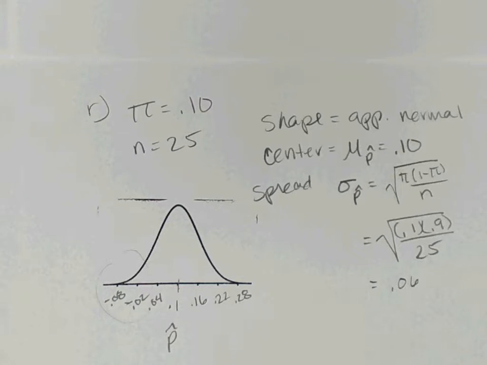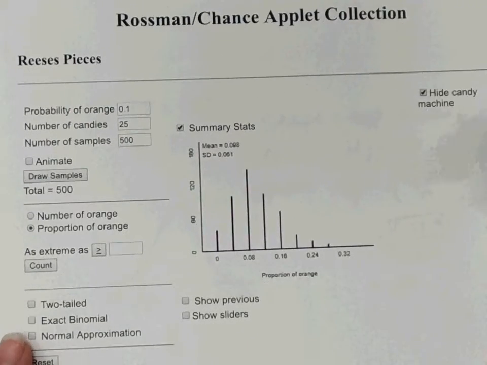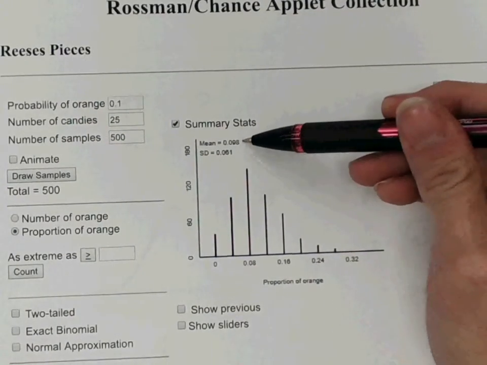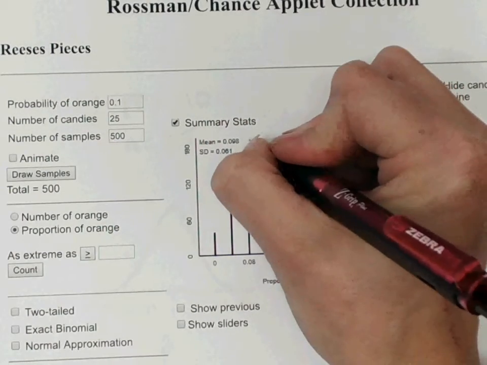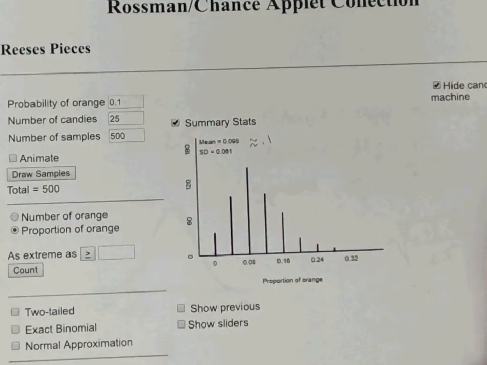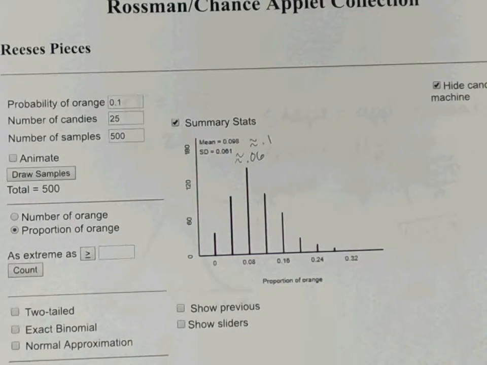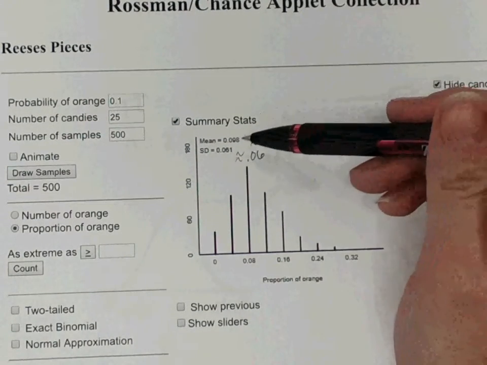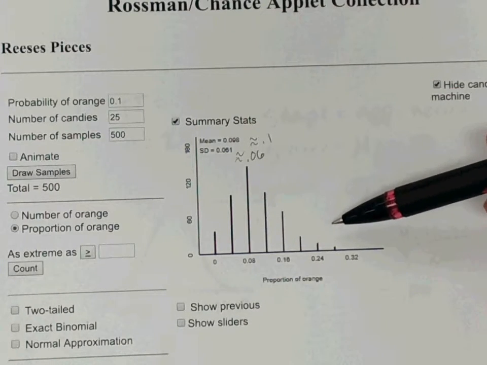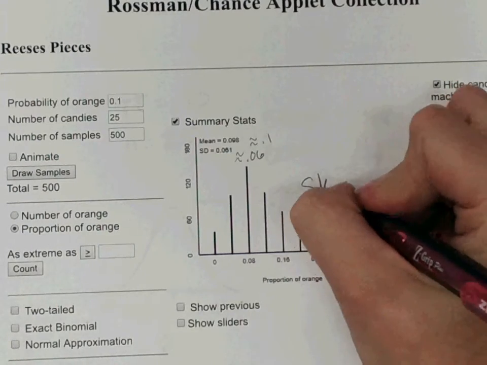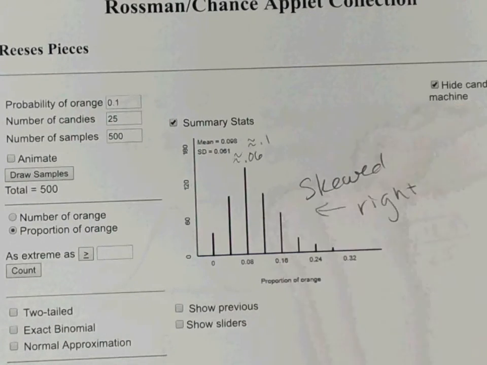And when we use the applet, this is what we come up with. Now notice, these numbers are the same as what I came up with. My mean is 0.098, which is approximately 0.1. My standard deviation is approximately 0.06. That's almost exactly what I came up with, off by a thousandth or two. So my numbers are right, but this is not a symmetric distribution. This distribution is skewed right.